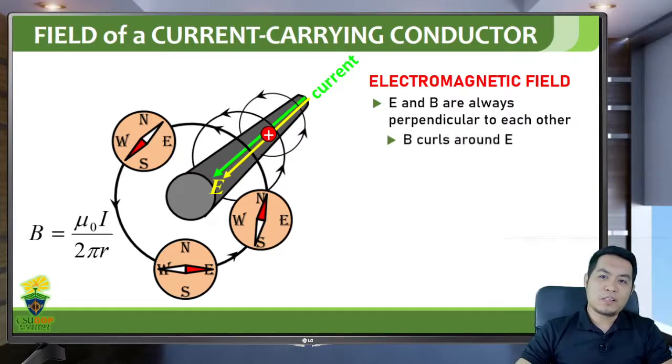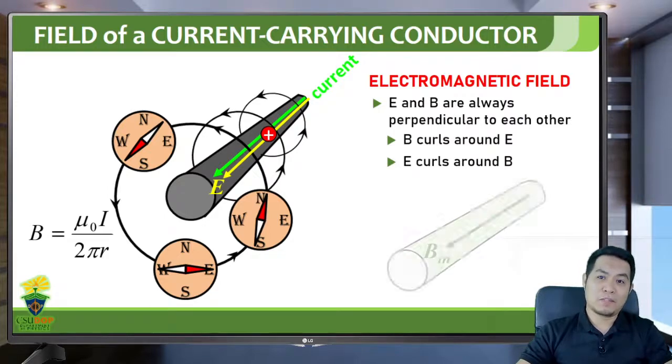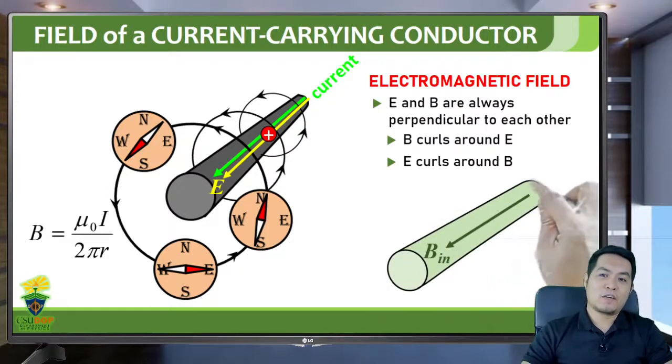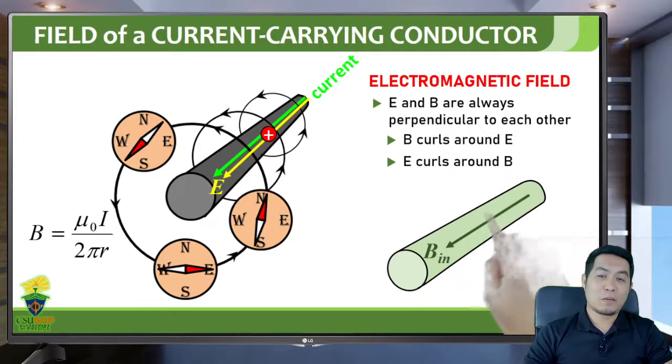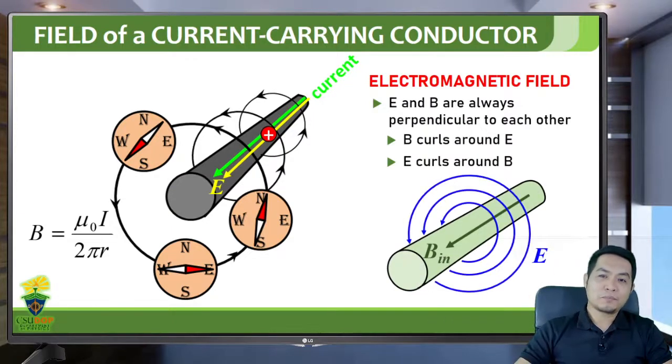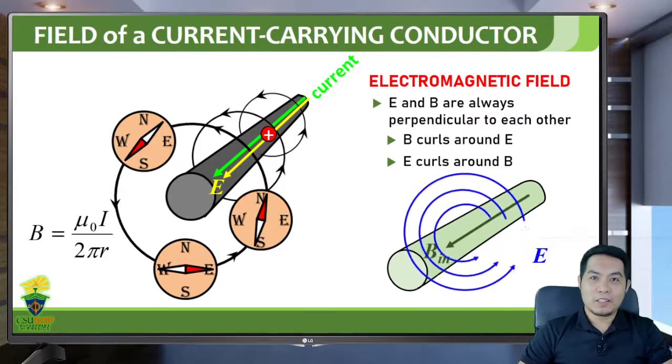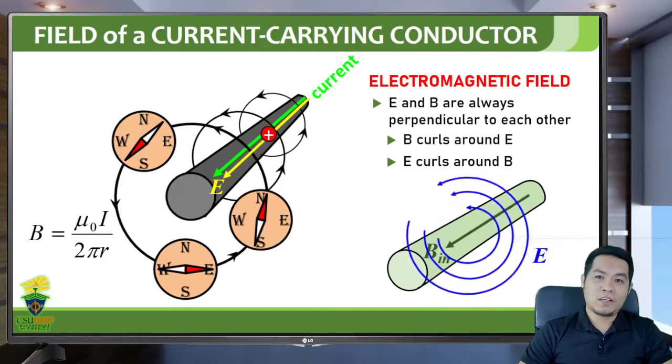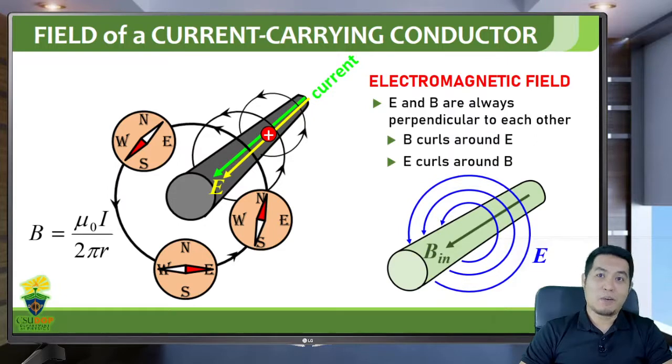In other words, the magnetic field curls around the electric field, and in the same manner, electric field will curl around a magnetic field. For instance, if you have a conductor again, and there's now a magnetic field inside the conductor, you will expect that there will be an electric field curling around your wire with the magnetic field.